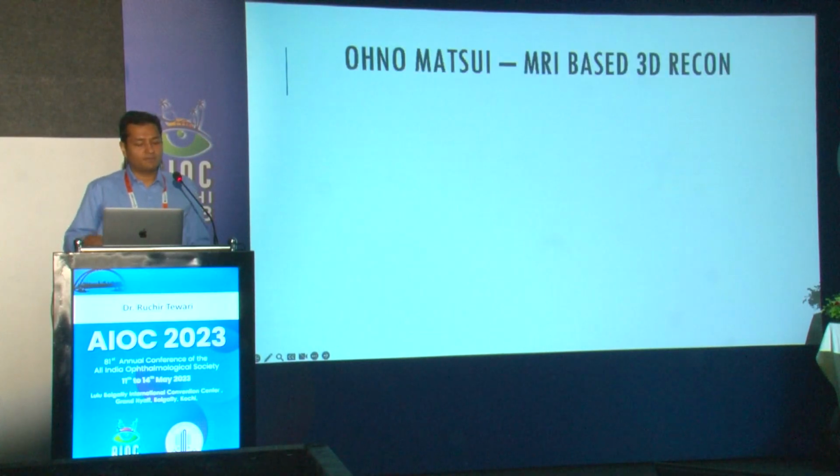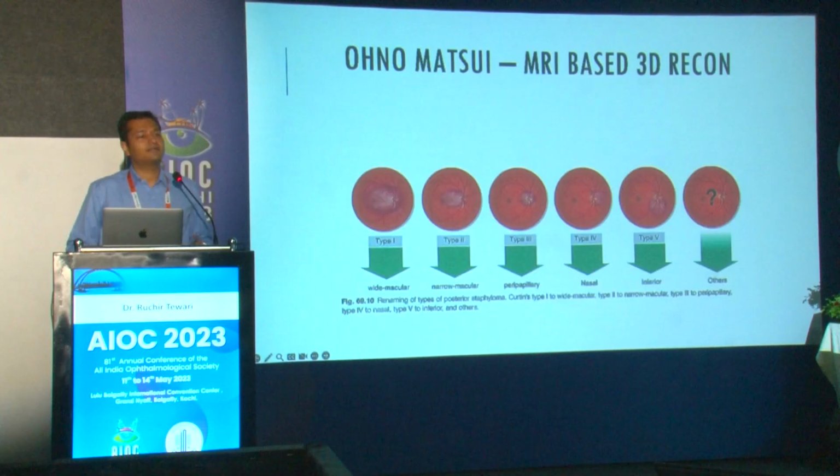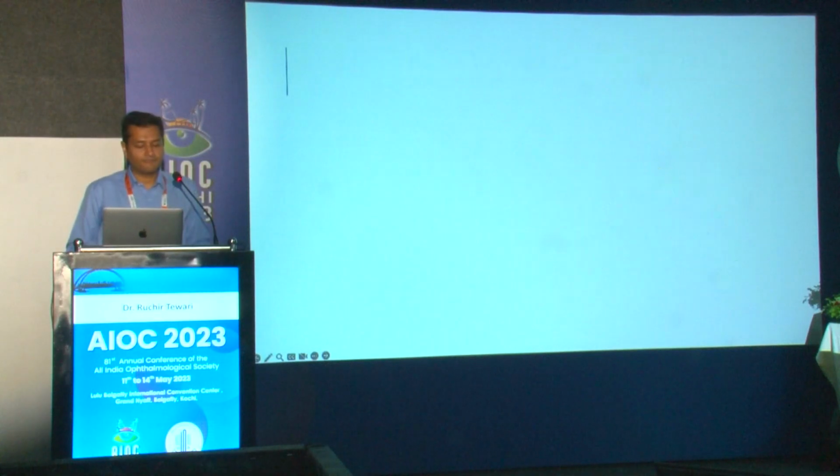This was added upon by Ohno-Matsui, who did an MRI-based 3D reconstruction of the eyeball to describe the different types of Curtin staphyloma, and this led to a renaming of most of the Curtin type staphyloma into wide macular, narrow macular, peripapillary, nasal, and inferior, and the other types, simply because the number of patients you see with these type of staphyloma vary according to the type of staphyloma that is there.